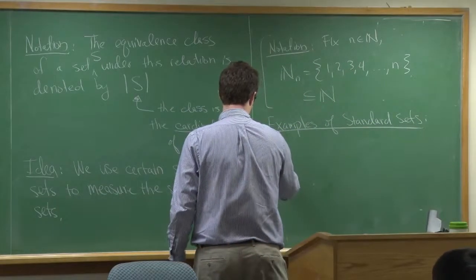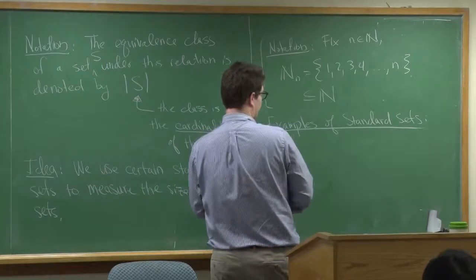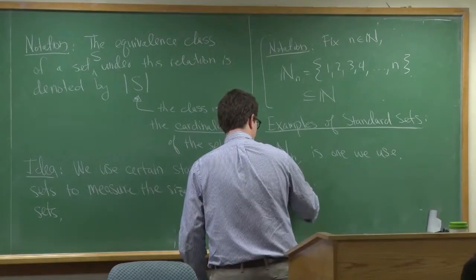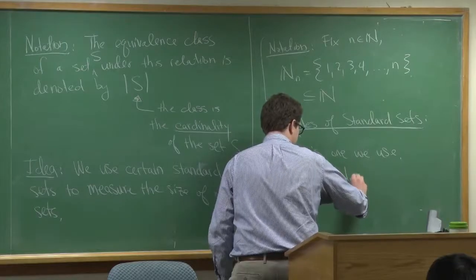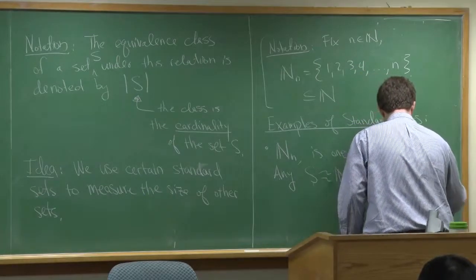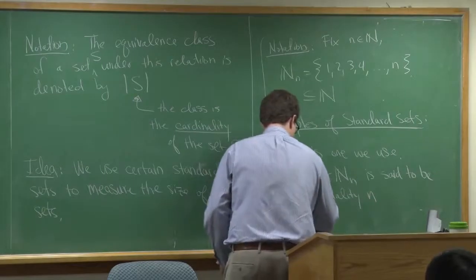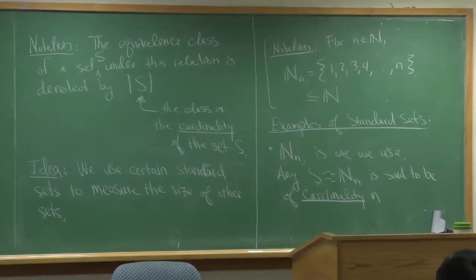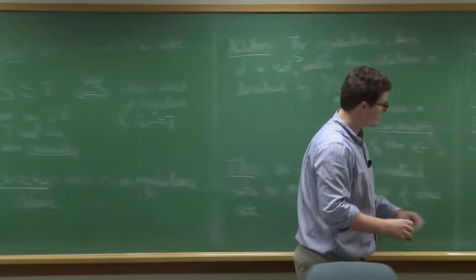Okay, so here n sub n is one of them, right? So any set S equivalent to n sub n is said to be of cardinality n. Okay? So really n is supposed to be the equivalence class, but since these classes are supposed to be numbers, we're just going to write n for this class.